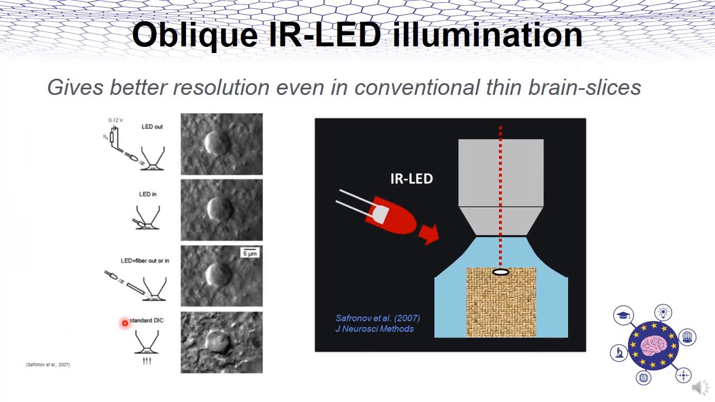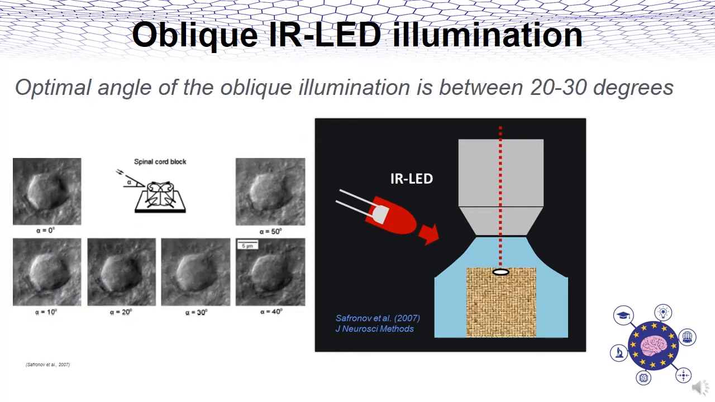Oblique illumination works well with standard thin slice preparations as well. It gives similar or even better results with a properly positioned LED. The optimal illumination angle of the LED is around 20 to 30 degrees from the horizontal plane. However, good quality images can be obtained in a wide variety of angles, ranging from 0 to 50.